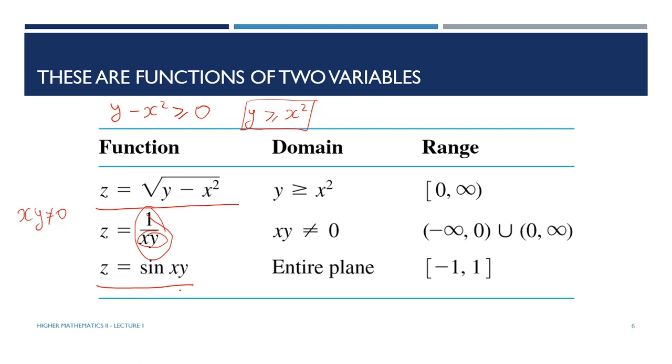The third one, z equals sine of xy. Its domain is the entire plane, because we can plug any number, any degree into the sine function. It's defined everywhere. So the domain is the entire plane, the xy plane. We can choose xy pairs from anywhere we wish.